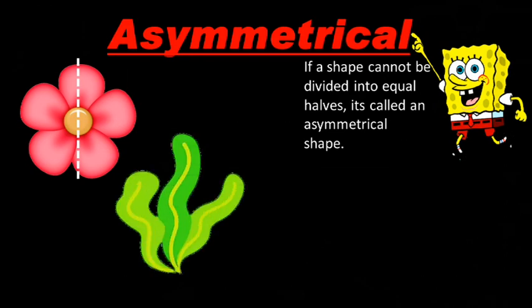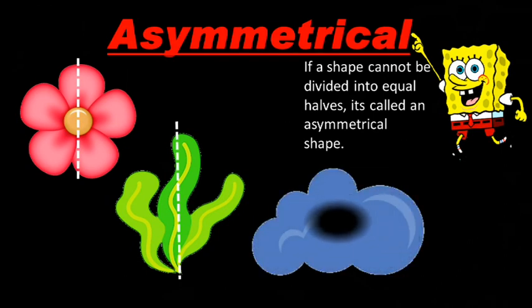And we have a sea grass or a seaweed. It's also very different, right? The cloud also. If we draw a line horizontal or vertical, it will be different. So it has an asymmetrical line.